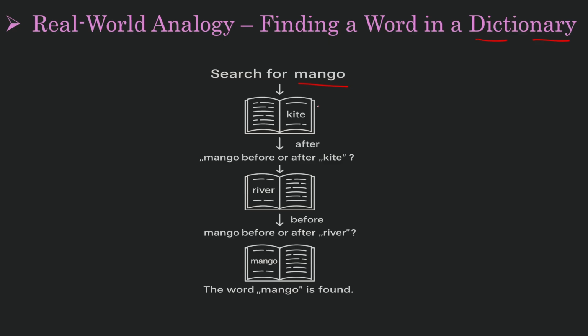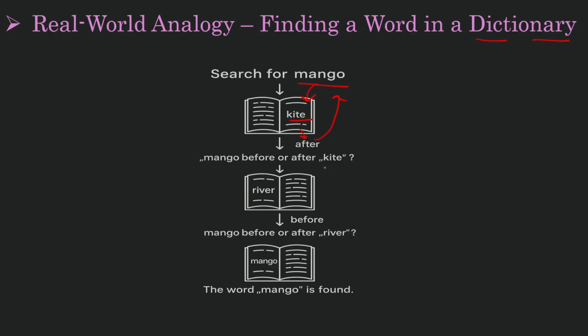You open the dictionary roughly to the middle and land on a word starting with, say, kite. Since kite comes before mango alphabetically, you know mango must be in the second half of the dictionary because all words before kite are earlier in the alphabet. You've just eliminated the entire first half of the dictionary in one step.